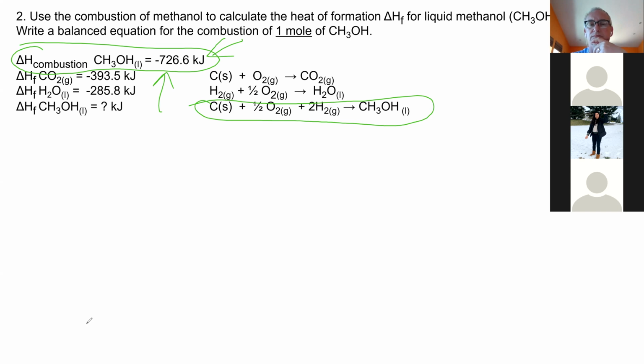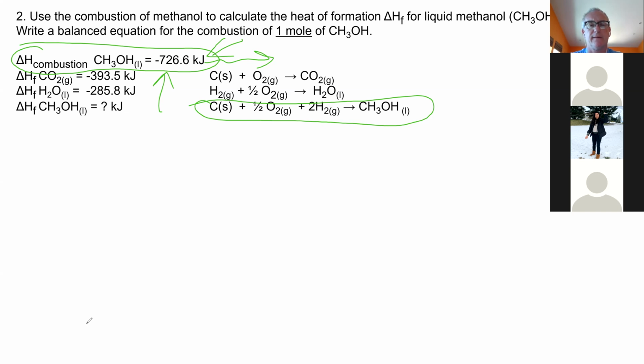Carbon, half oxygen, 2 hydrogen. Carbon and half an oxygen to what? 2 hydrogen. No, we're not forming methanol. We're combusting it. So what does that mean? We need the reaction that goes with this one. What reaction is that? It's a combustion reaction involving methanol.